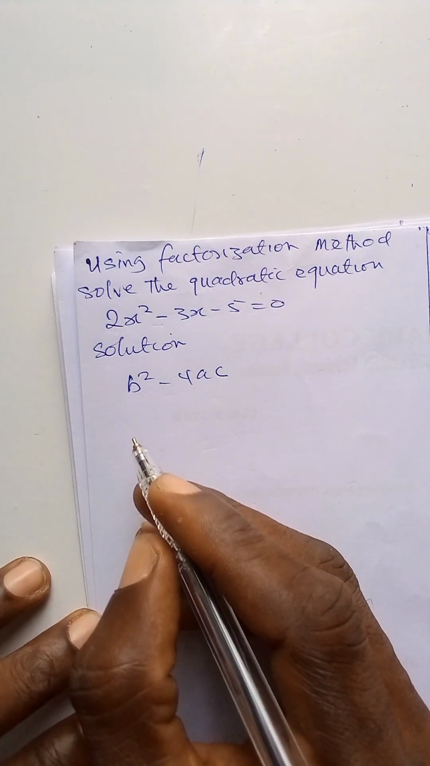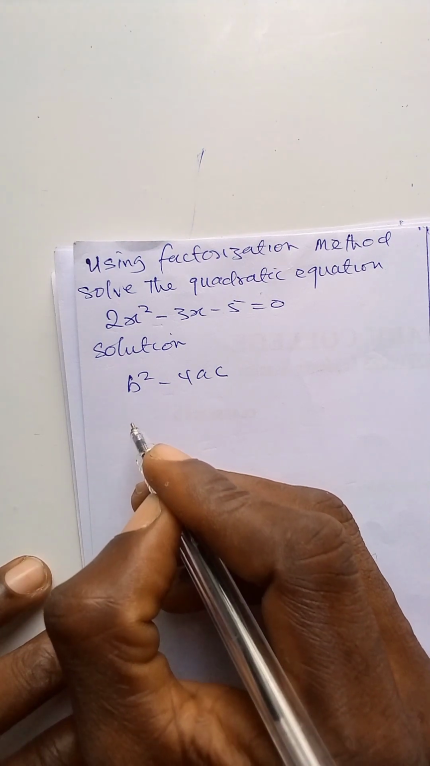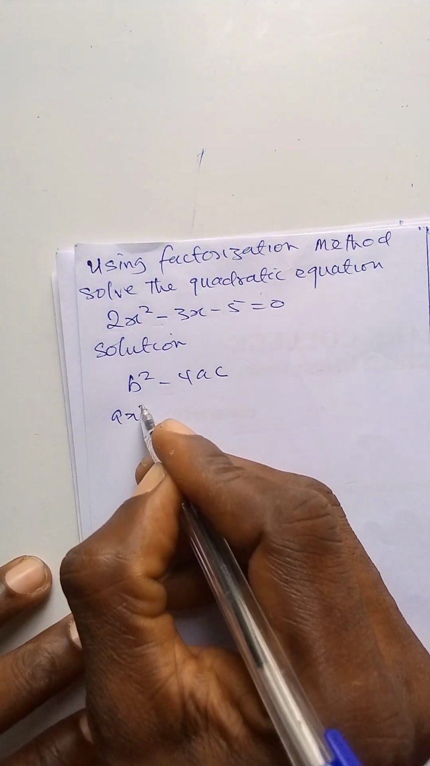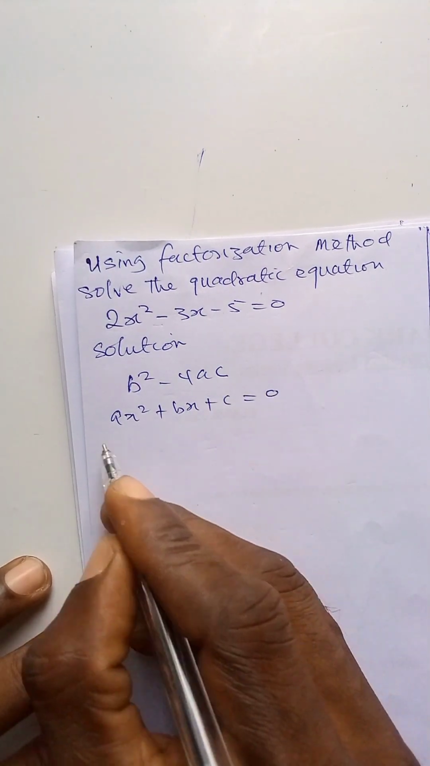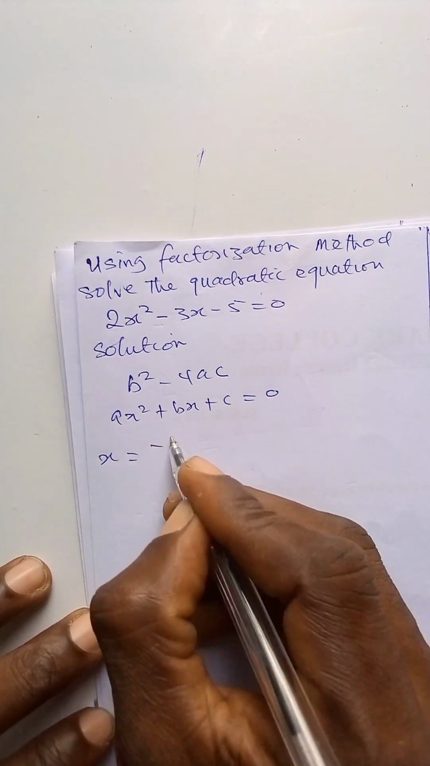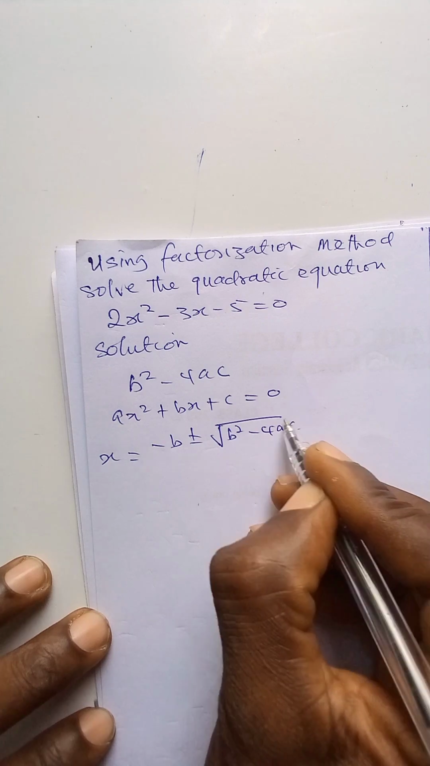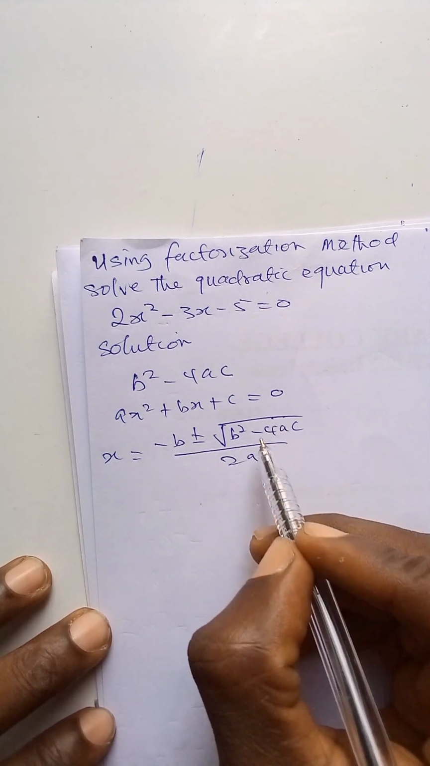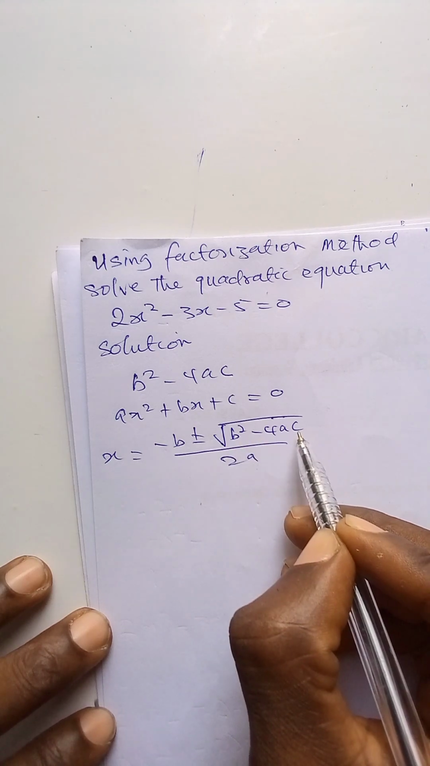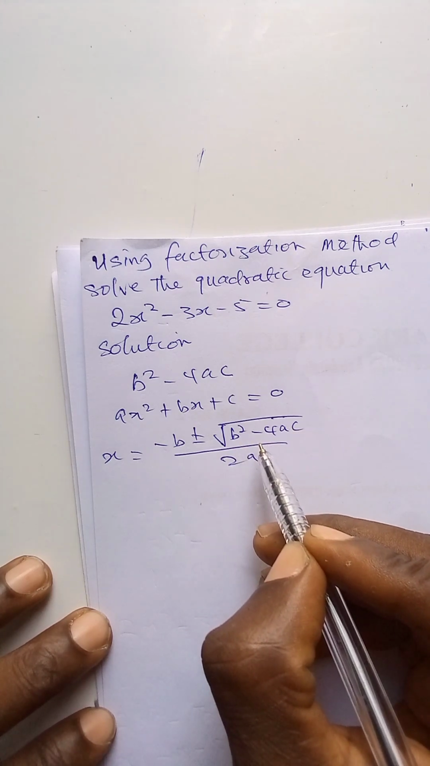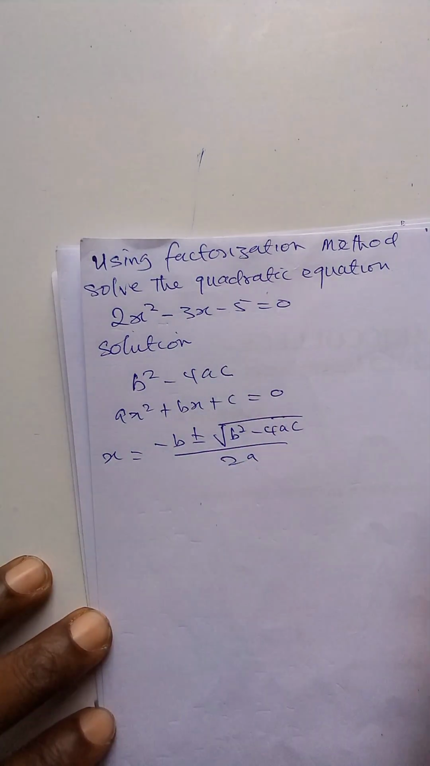Talking about the formula method, let us remember that we derive the formula method from the general quadratic equation, which is ax squared plus bx plus c is equal to 0. And from this, we got x is equal to minus b plus or minus the square root of b squared minus 4ac all over 2a. Now, this expression in the square root is called the discriminant, which is what we use in testing if a quadratic equation such as this can be factorized.